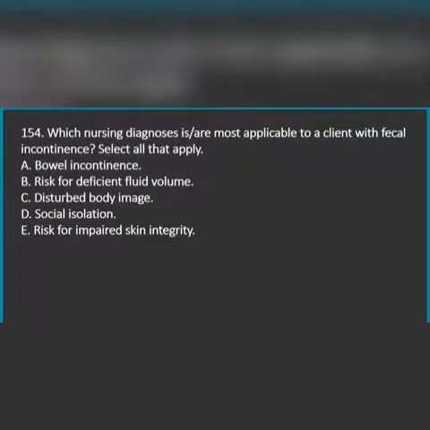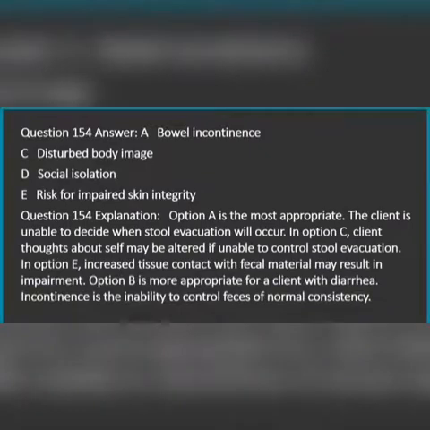Question 154. Which nursing diagnoses are most applicable to a client with fecal incontinence? Select all that apply. A. Bowel incontinence. B. Risk for deficient fluid volume. C. Disturbed body image. D. Social isolation. E. Risk for impaired skin integrity. Question 154. Answer, A. Bowel incontinence.